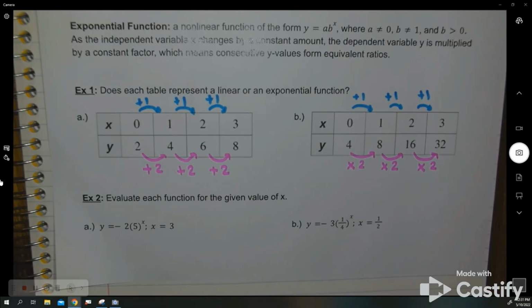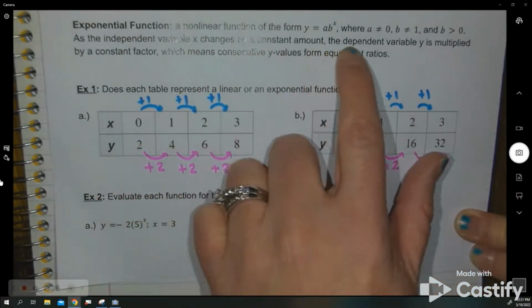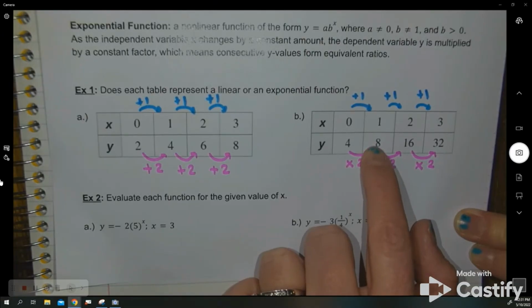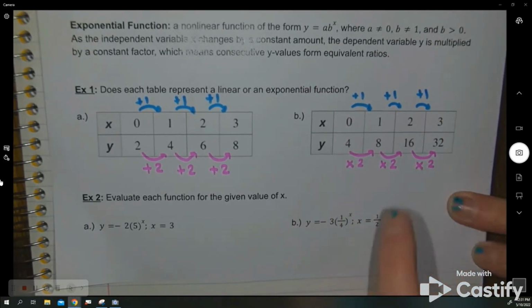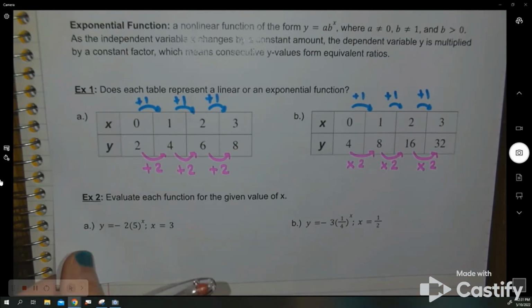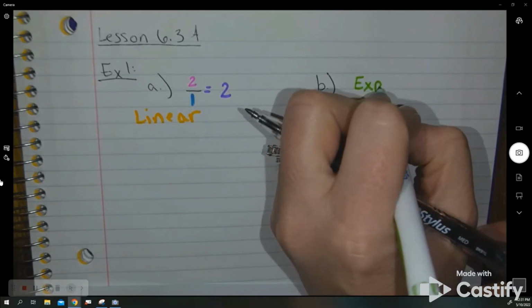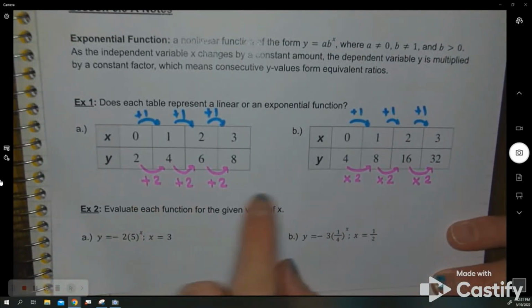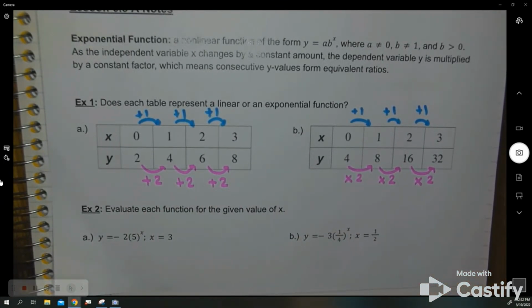We have to make sure that we're looking at this last sentence. As the independent variable x changes by a constant amount, so x is changing by 1, the dependent variable y is multiplied by a constant factor. So y times 2 gives us the next one, times 2 gives us the next one, times 2 gives us the next one. Because as x is increasing by a constant rate, y is increasing by the same factor, that times 2, we know that this one is an exponential function. One way to remember this is the difference between linear and exponential: in linear, we're adding something at a constant rate on the y's, and in exponential, we're multiplying at a constant rate.